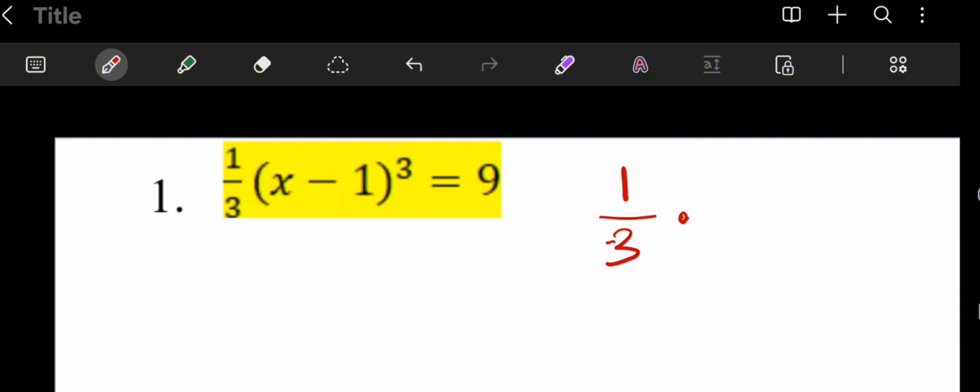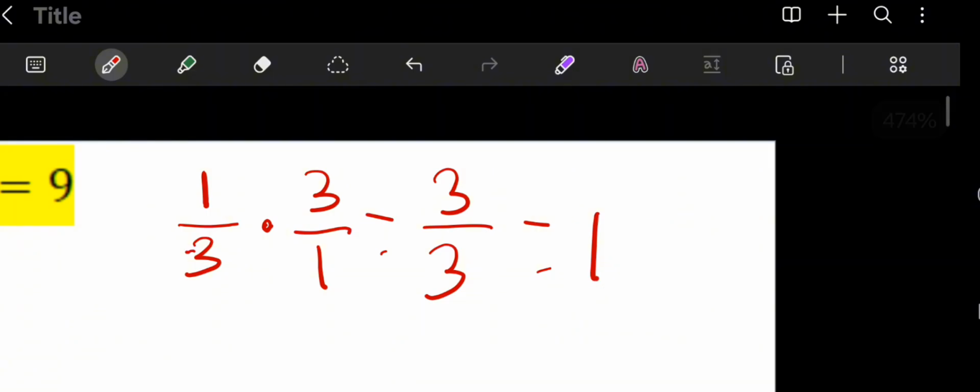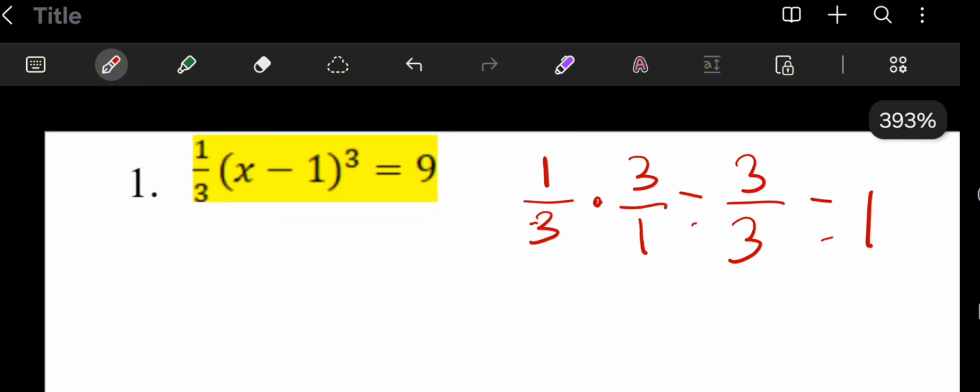And reciprocal just means it's flipped over. That's the way I like to think of it. You just flip over whatever this is, and if we flip it over, we get 3/1. The reason that works is because if we do 1/3 times 3/1, we get 3/3, which is just 1. And anything times 1 is just itself.